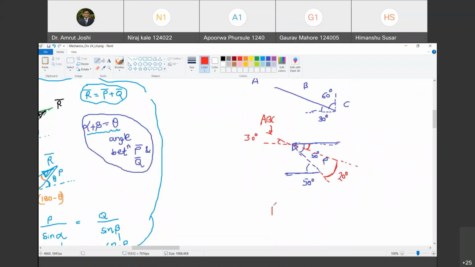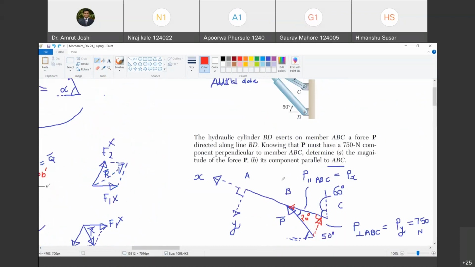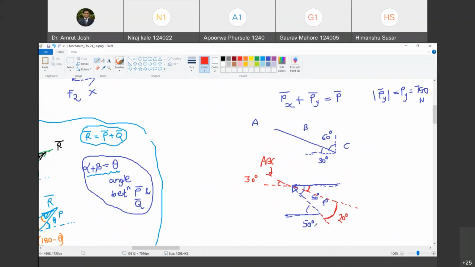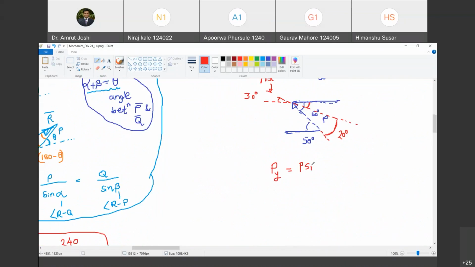So what is Y component of P? It is P sin 20. Y component is P sin 20. Are you with me? इसके बीच में थीटा वो कंपोनेंट cos थीटा. So its X component is P cos theta, but Y component is P sin 20. Are you with me?